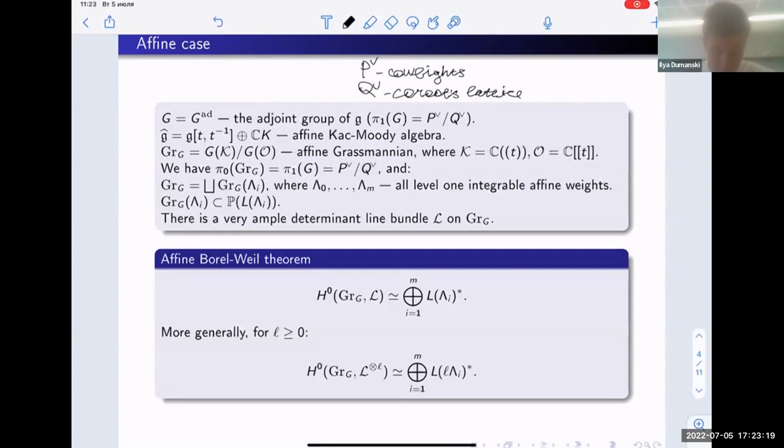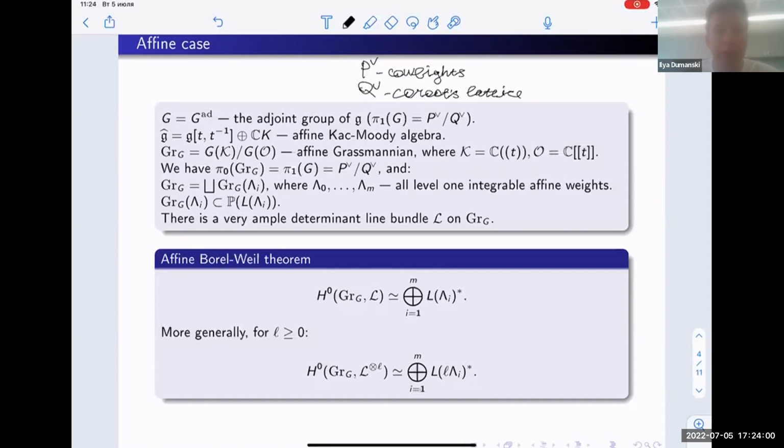Okay, and the Lie algebra we are dealing with is the affine Kac-Moody Lie algebra. It is a central extension of the loop algebra. And the main geometric object we are working with is the affine Grassmannian. It is defined as G(K) quotient by G(O), where K is the ring of Laurent series and O is the ring of Taylor series. That is not a scheme anymore, but it is an ind-scheme, so we can work with it geometrically, and we will.